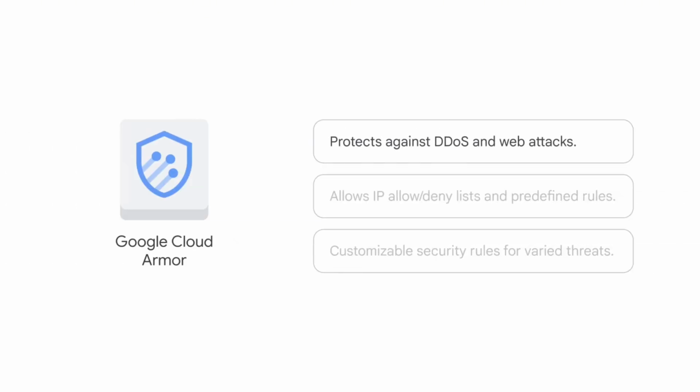Google Cloud Armor provides built-in protection against distributed denial of service, DDoS, and web attacks for clusters using an application load balancer. Security rules can be set up to allow list or deny list IP addresses or ranges. Predefined rules can also be used to defend against cross-site scripting and SQL injection application-aware attacks. Security rules can be customized to mitigate multi-vector attacks and restrict access using geolocation.